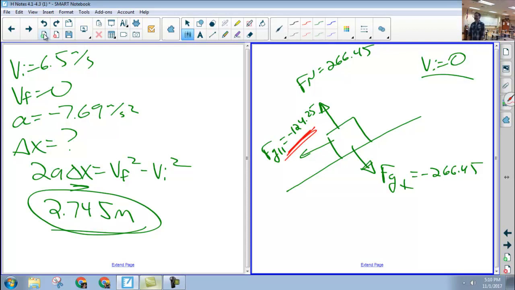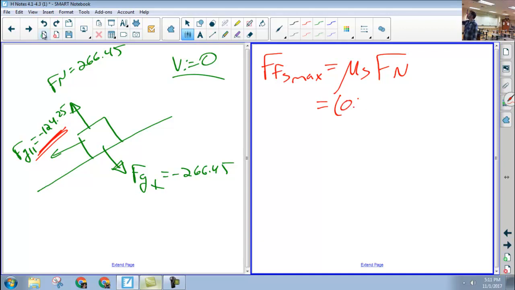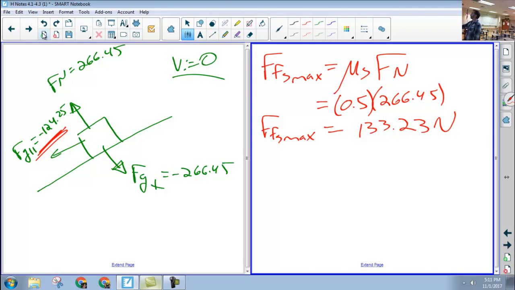So the question we want to ask now is, will it move? And to answer that, we have to decide, can static friction prevent the motion? To find out, we have to find our maximum static friction. That is our coefficient of static friction times our normal force. The coefficient of static friction was 0.5. Our normal force was 266.45. So multiply this and you get 133.23 newtons. So that's how much static friction we've got.